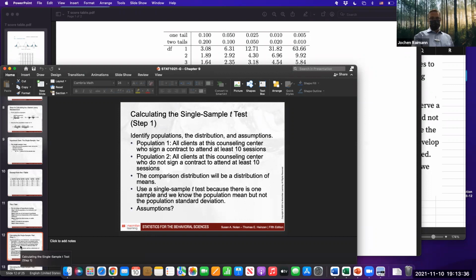Super, super valuable. Okay. So now we're doing another example. We are now looking at another single sample t-test. We have clients at a counseling center and they're signing a contract to attend at least 10 sessions. Since many of you are prospective psychology students and psychologists, if you want to convince somebody to change behavior, this is very complicated, right? People don't want to change the behavior.